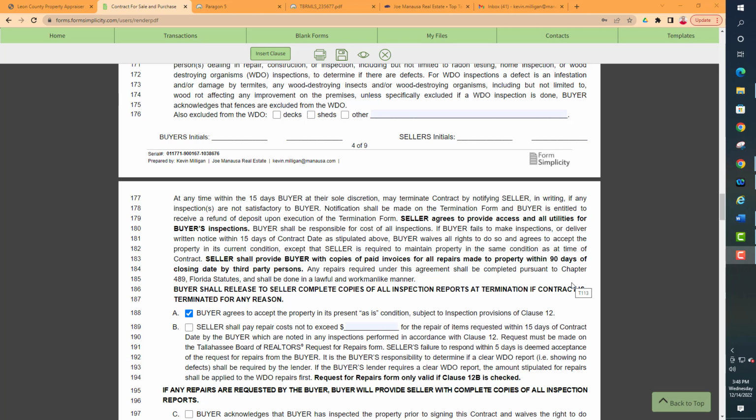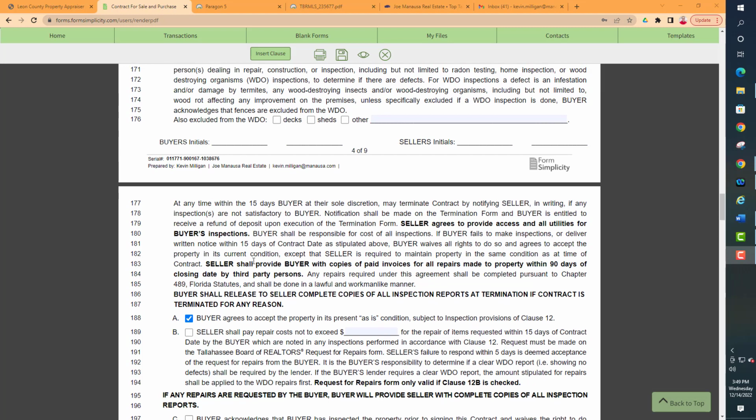So make sure your buyers understand that if they don't proceed with the sale, if they terminate for insurance, if they terminate because of an inspection item, if they terminate because they can't get the loan that they want, for any reason, if they terminate, they need to provide all inspection reports to the seller, any that they've done. All right, that's an important point.